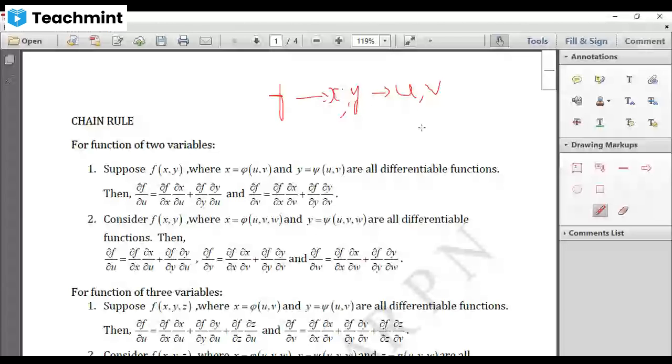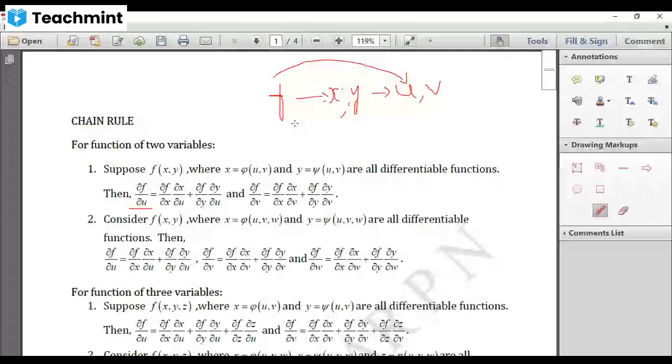When you are partially differentiating, you know that you keep one independent variable as constant. In the case of two variables, you differentiate with respect to the other variable. So let me differentiate f with respect to u. That gives you the partial derivative of f with respect to u, given by dou f by dou u, because we are partially differentiating. But remember, your f is not directly dependent on u and v. Your f is dependent on x as well as y. So how are you going to differentiate?